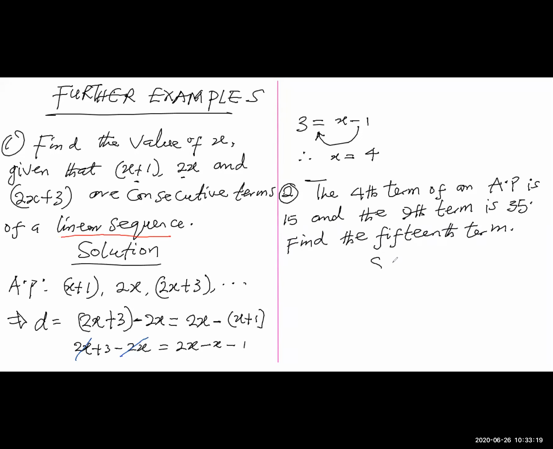Question 2, we are asked to find the 15th term, given that the fourth term of an AP is 15, and the 9th term is 35. We should find the 15th term.